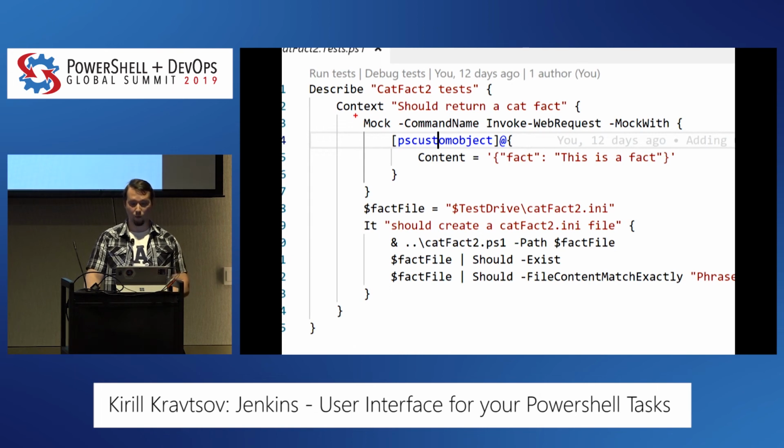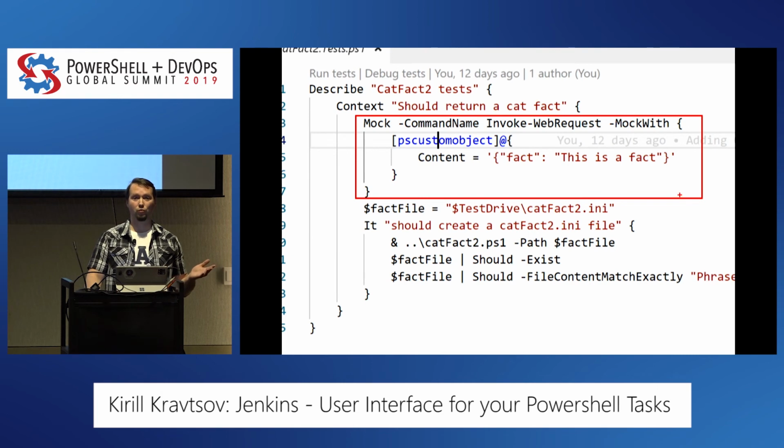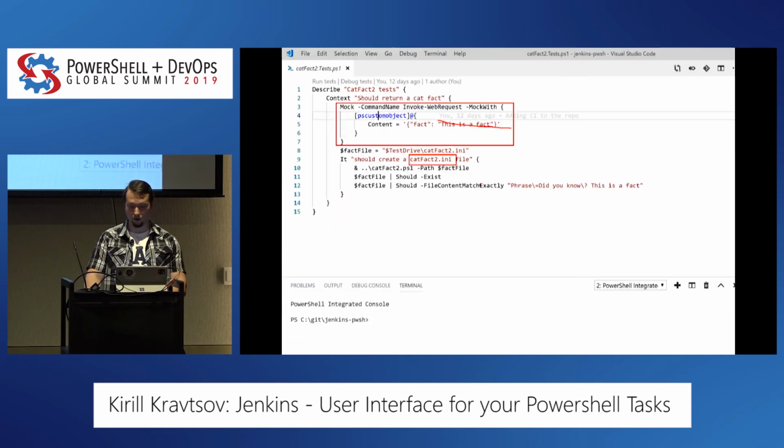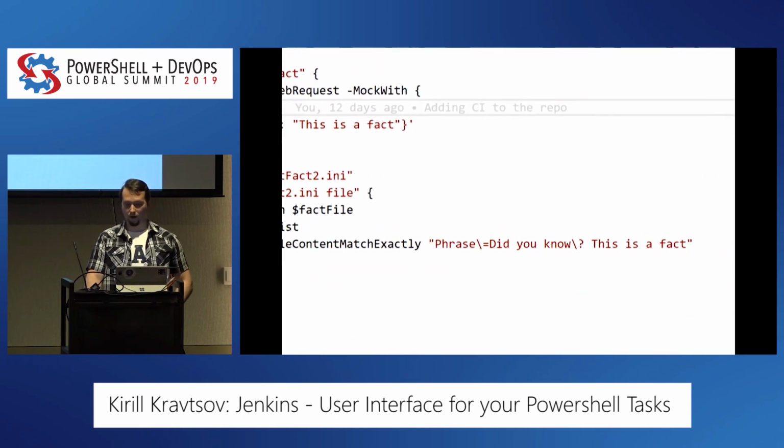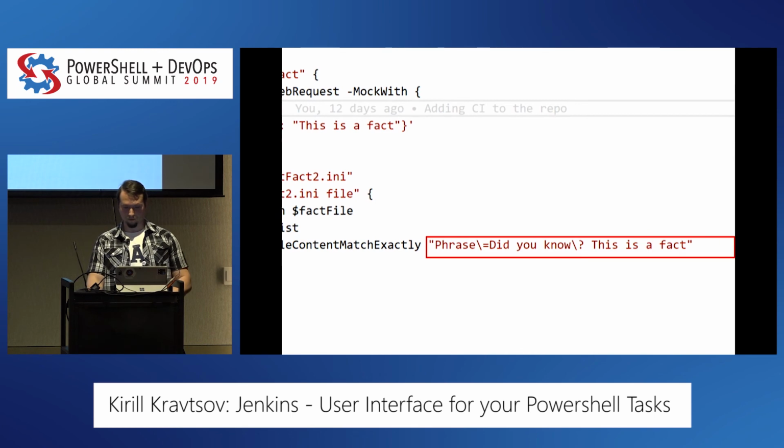Then I'm mocking a web call because I don't really want to go to the internet, because I don't really know what it would return to me. And I'm telling it, you know what, return this cat fact all the time. And then I'm validating that the script creates a file, catfact2.ini, which would have a certain content inside. And this is your phrase.